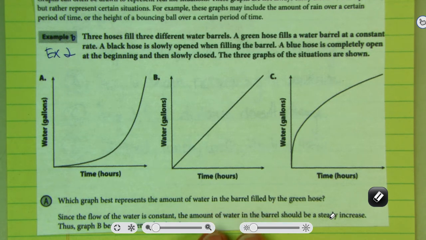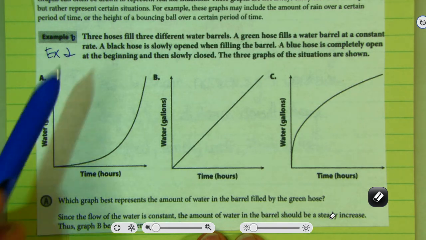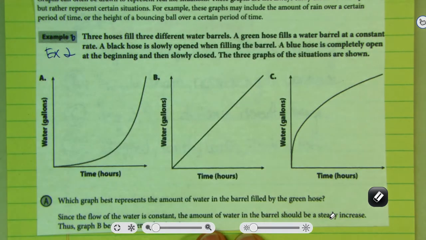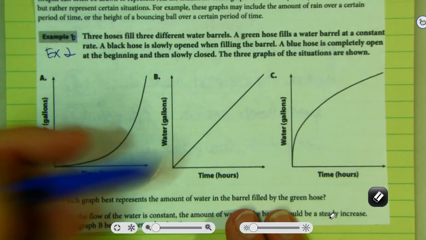So which graph represents the amount of water that is turned on at a constant rate? A, B, or C? Let me say it again. You've got the green hose that's filling the barrel at a constant rate, the black hose that's turned on slowly at first and then you keep on turning it, or the blue hose that's full force. Luke, what do you think? B, yeah. That's the constant rate.